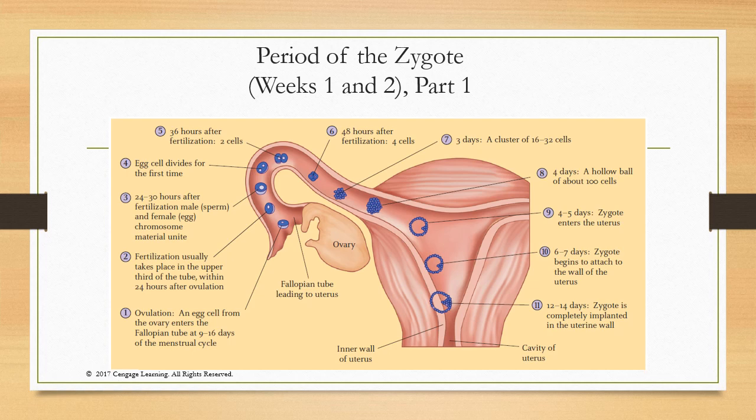going into its home. So at day 6 to 7, the zygote, so we're still referring to it as a zygote, begins to attach to the wall of the uterus. It begins its attachment. So you can see this is the inner wall of the uterus. And day 12 to 14, the zygote is completely implanted in the uterine wall. And what does that mean when it's completely implanted? It's the end of the period of the zygote. So that finishes that period of prenatal care.